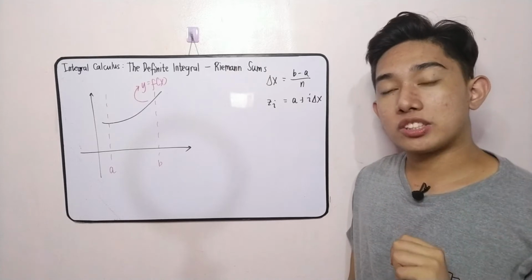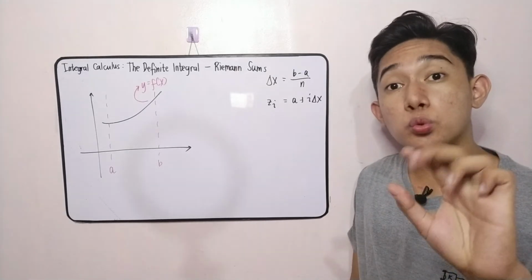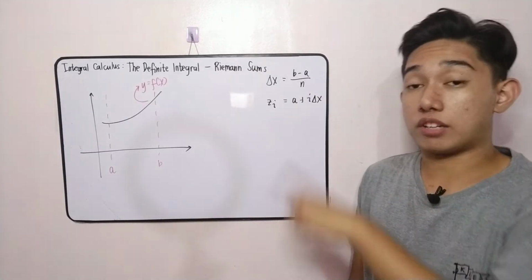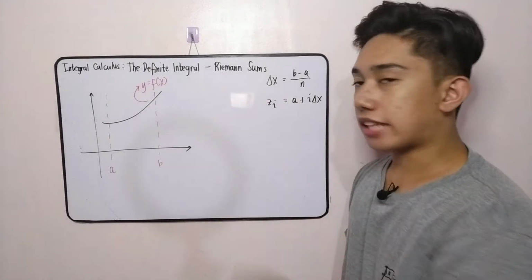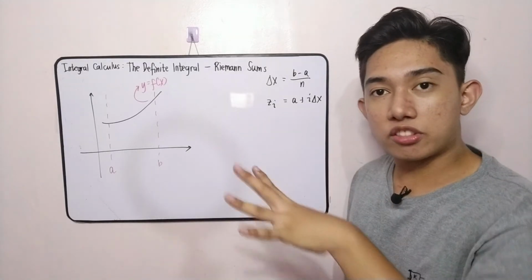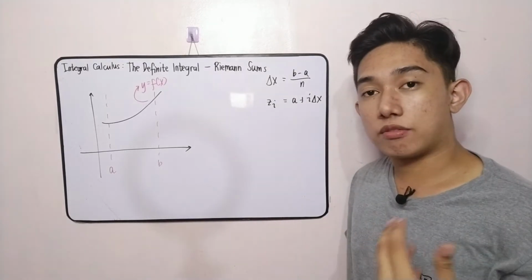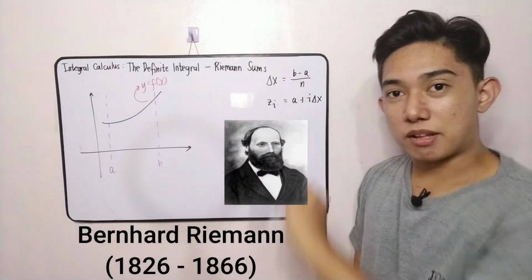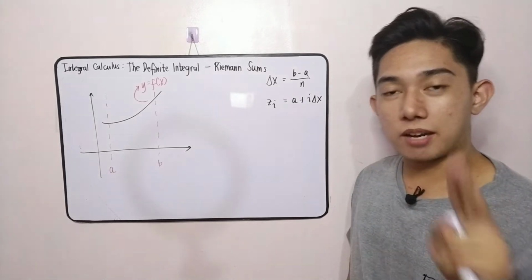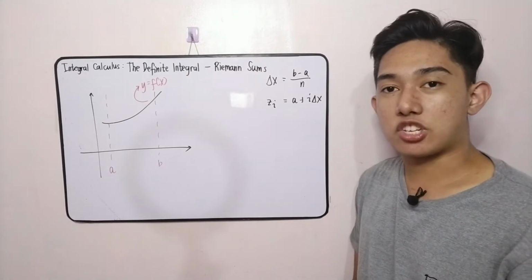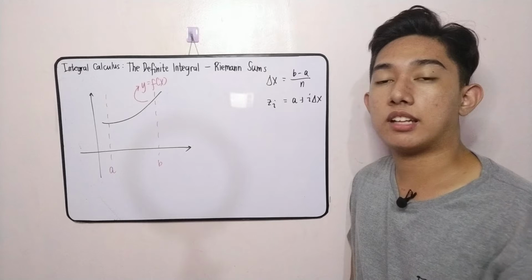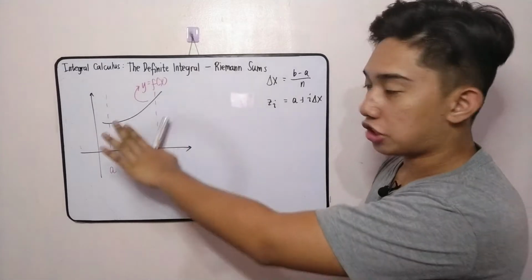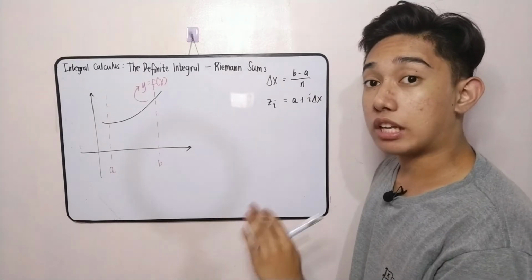So, in order to understand that, in order to find out how to find the area, we will first do the derivation of the Riemann sums. This concept was derived or proposed by Bernhard Riemann. Of course, it is called the Riemann sum because Riemann is his surname. He's a German mathematician who proposed this and contributed a lot to our integral calculus. Okay? So, kudos to him. Now, we will derive the formula of the Riemann sum.